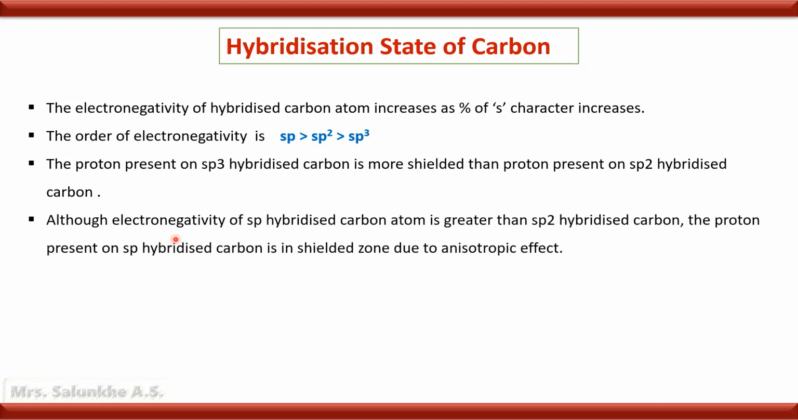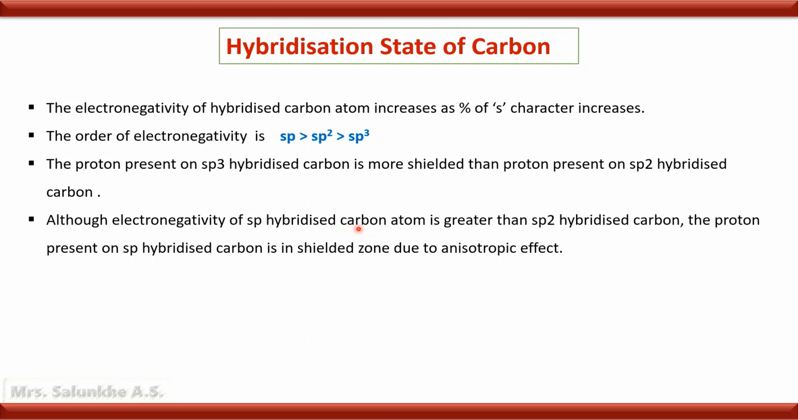In case of sp hybridized carbon, in case of alkynes, it is observed that due to anisotropic effect, the proton present on sp hybridized carbon is present in shielded zone, and as it is present in shielded zone, the terminal alkynes have the shielding effect and the chemical shift values are less.